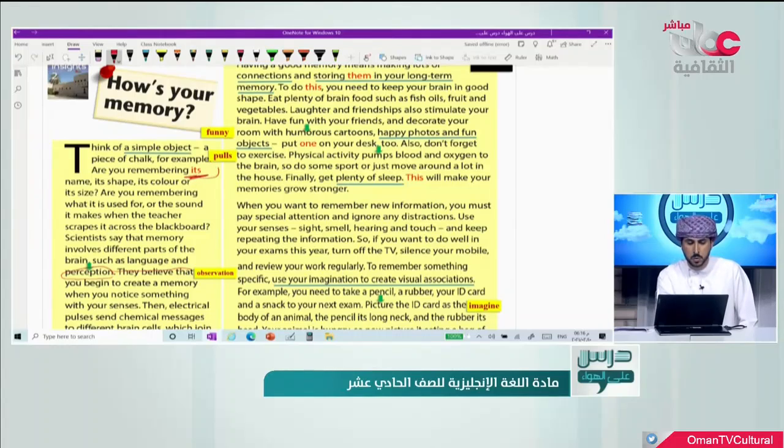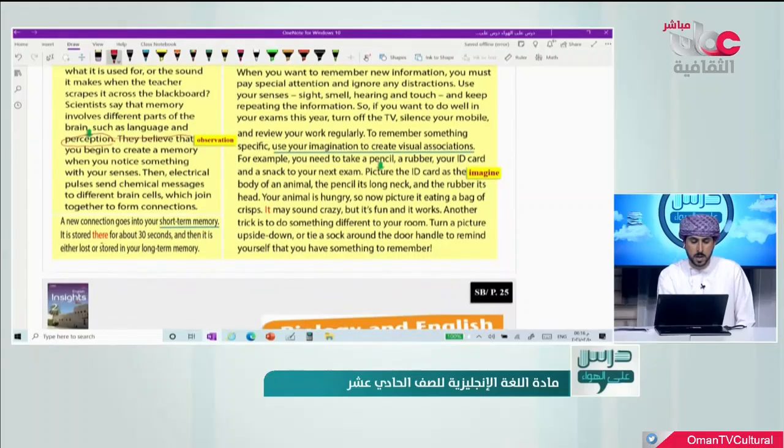It refers to a simple object. So think of a simple object as a piece of chalk, for example. Are you remembering its name? Its name. Name of what? Name of the simple object. Okay, the second one, there. There refers to what? To the short-term memory. A new connection goes into your short-term memory. It's stored there for about 30 seconds. There, in the short-term memory. Okay?